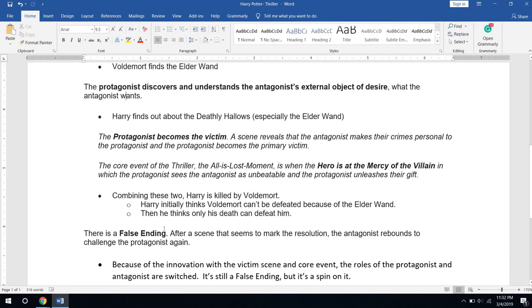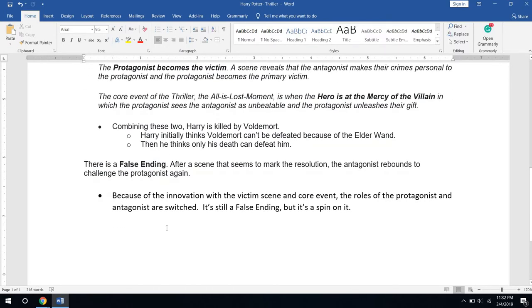So I think the story combines the protagonist becoming the victim with the hero at the mercy of the villain, because Harry is killed by Voldemort. Harry thought that Voldemort couldn't be defeated because of the Elder Wand, and then he thinks, only if I die can he be defeated. And then the false ending. The typical one is that the antagonist rebounds to challenge the protagonist again, but there's an innovation here because Harry died, so he is actually the one who rebounds to challenge the antagonist again.